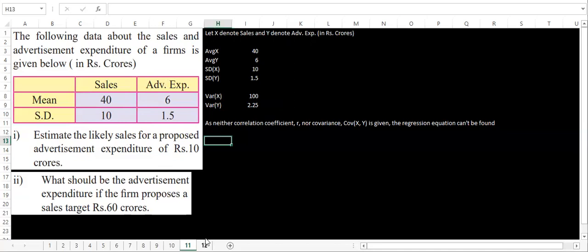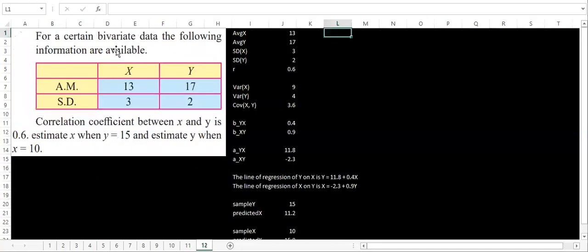Next question. For a certain bivariate data, the following information is available. They're given x and y values. The arithmetic mean is 13 and 17, the average values. The standard deviation is 3 and 2. Again, same drill. And here we are given the correlation coefficient, that is 0.6. So R is 0.6. And we are asked to estimate x when y is something, and we are asked to estimate y when x is something.